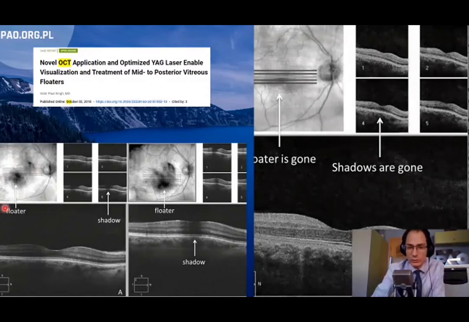So here we see SLO image, and in the SLO we see a giant floater hovering over the retina and causing this shadowing effect on the retina. After the treatment, the floater is gone, so we don't see anything compared to the pre-SLO image, and also the shadows are also gone, and the whole image is also brighter and more detailed.